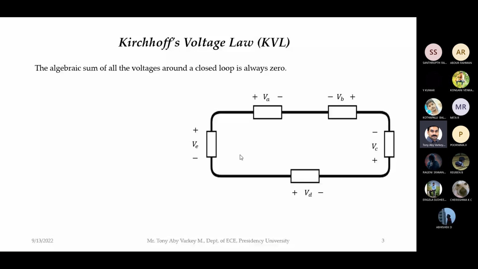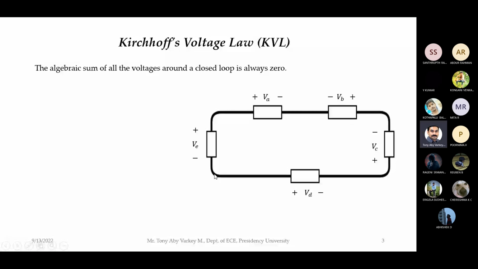Can you tell me how you will write the KVL of this particular loop? For example, voltage across this element is VE, voltage across this element is VA, voltage across this element is VB, voltage across this element is VC, and voltage across this element is VD. This is what is given. If you want to write Kirchhoff's voltage law, please remember this always: you can start at any point. I can start from here, or here, anywhere. Suppose I'm starting from here.